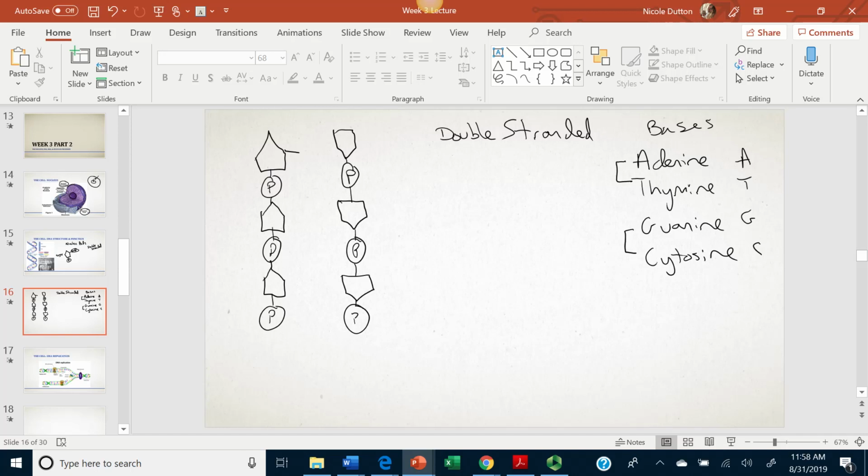So if we have an A on this side, we would have to have a T on this side. And if you remember, 2 hydrogen bonds form between A and T, so those are hydrogen bonds that are going to hold these 2 strands together. Now if we had a G on this side, we would have to have a C on this side, and there's 3 hydrogen bonds that hold those together. And if we do a T on this side, we have an A on this side, and again 2 hydrogen bonds that hold those together. So this is the basic structure of DNA.